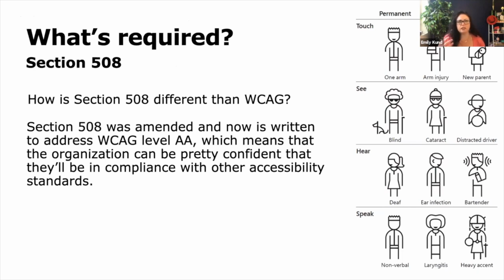Now, Section 508 is primarily used by the federal government. However, there are aspects where if you do work with the federal government, then your work also needs to be compliant. And so how do these two differ? Well, at one point, 508 standards were really lagging behind WCAG standards. However, it was relatively recently, I think a couple years ago, that Section 508 was amended and now is written to address WCAG level AA, which means that when organizations are 508 compliant, they can be pretty confident that they're going to be in compliance with other accessibility standards.